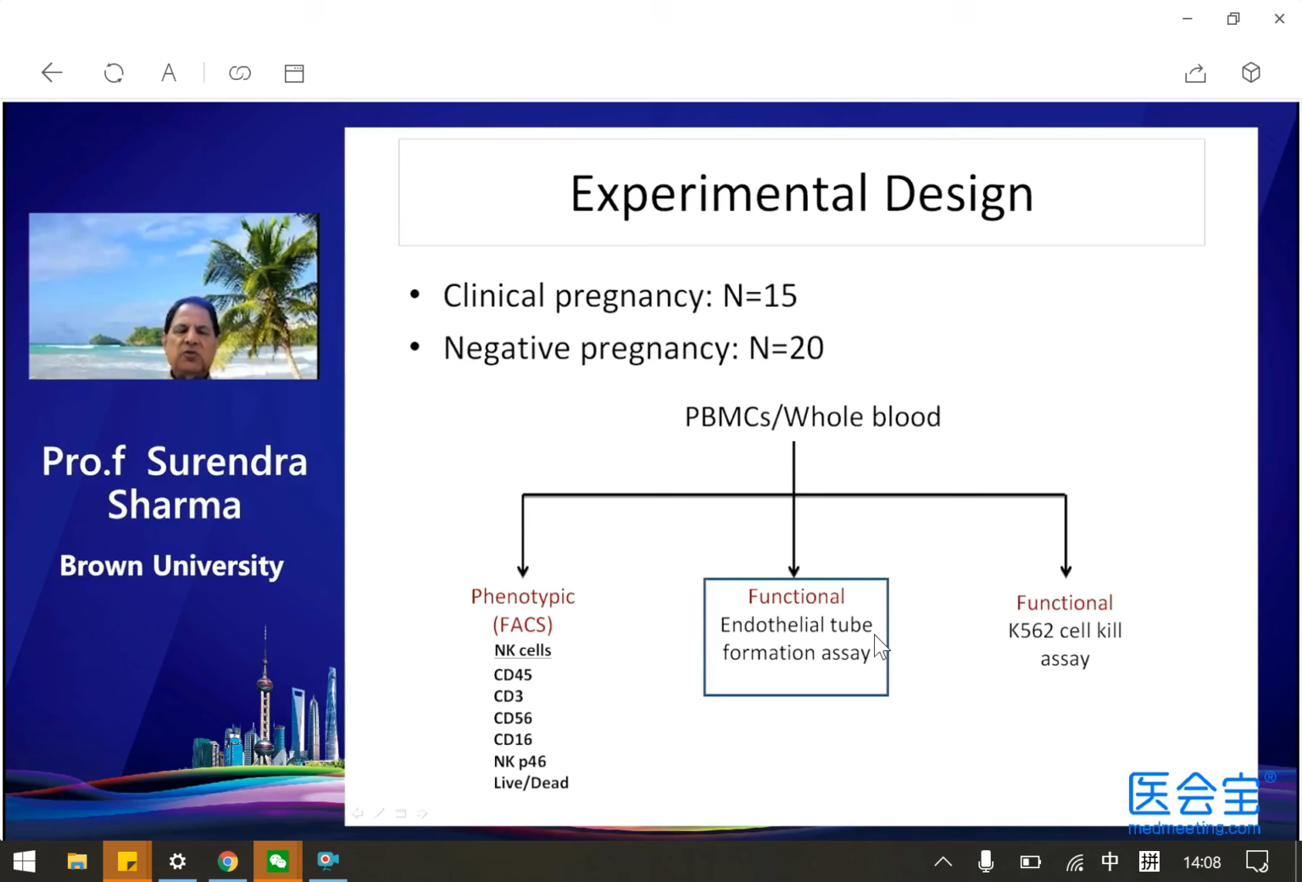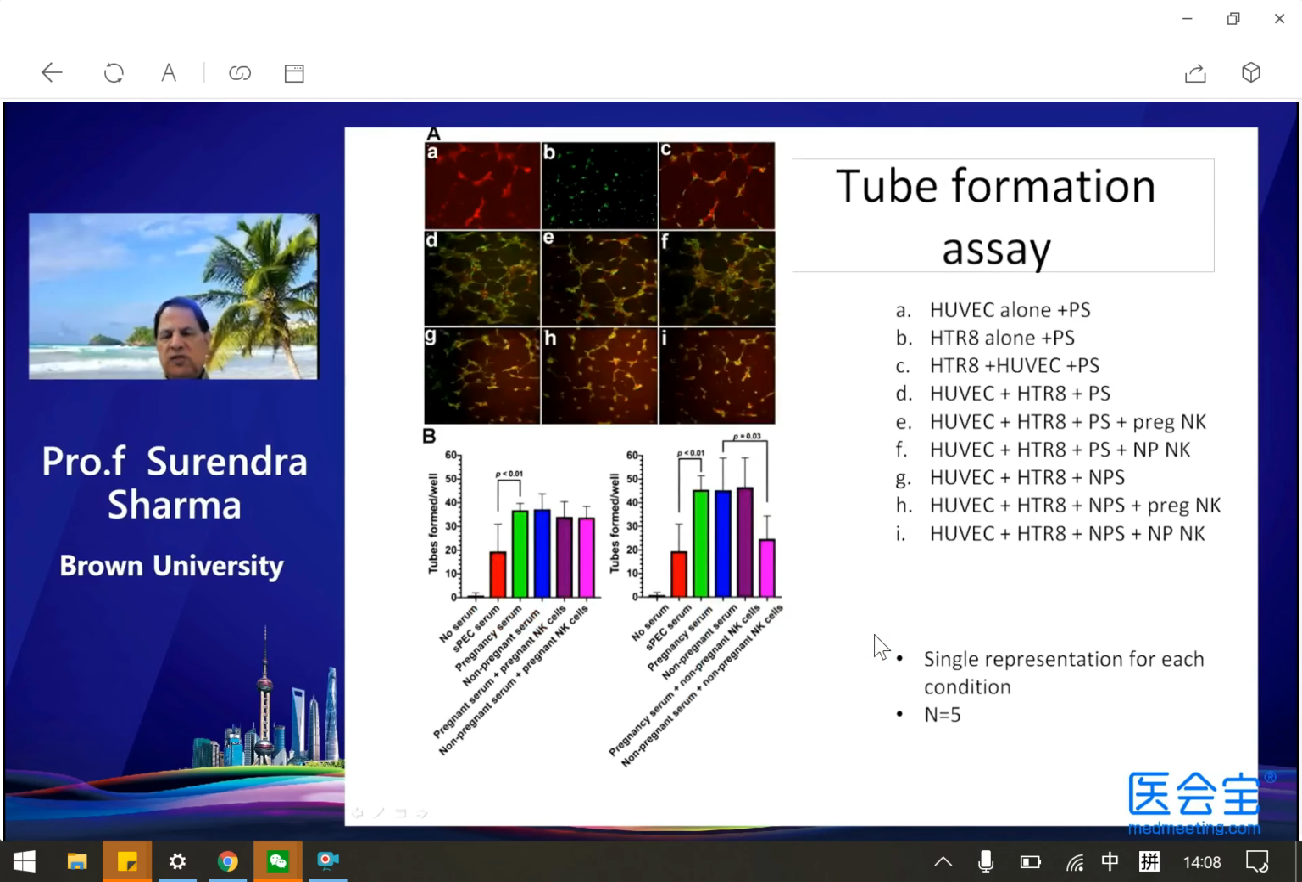We again took samples from 15 patients who had clinical pregnancy, and then 20 with negative pregnancy, collected whole blood, and did phenotypic characterization. Then for functional characterization, we used endothelial tube formation assay, and then functional kill assay, using K562 cell line as target cells. The phenotypic characteristics I have already described to you. So this is the tube formation assay.